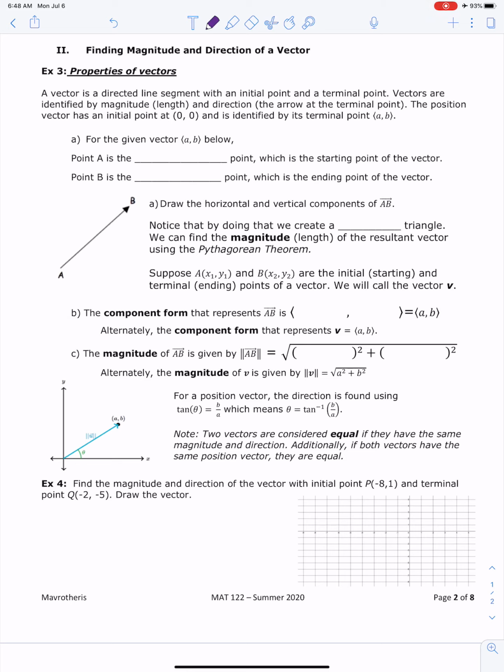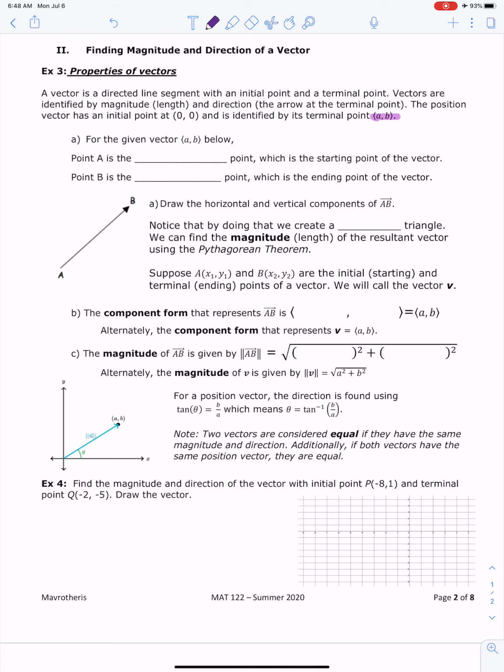started at 0, 0. It's identified by its terminal point. Be careful, you don't want to write that terminal point as an ordered pair when we are talking about how we write the vector. We want to make sure that we've always got these angled brackets to show that it's a vector and we are moving in a certain direction, certain amount in a certain direction.